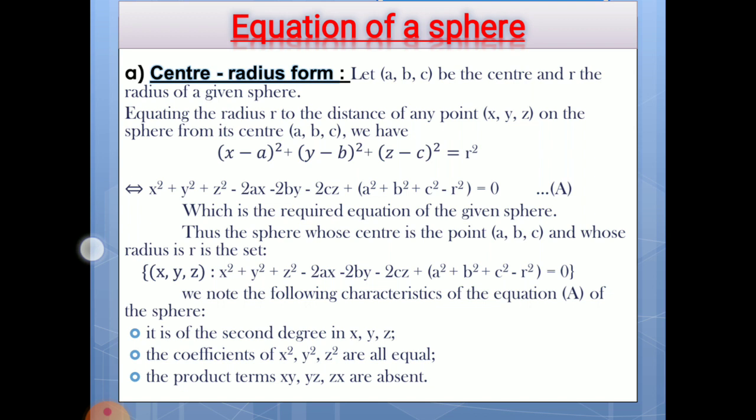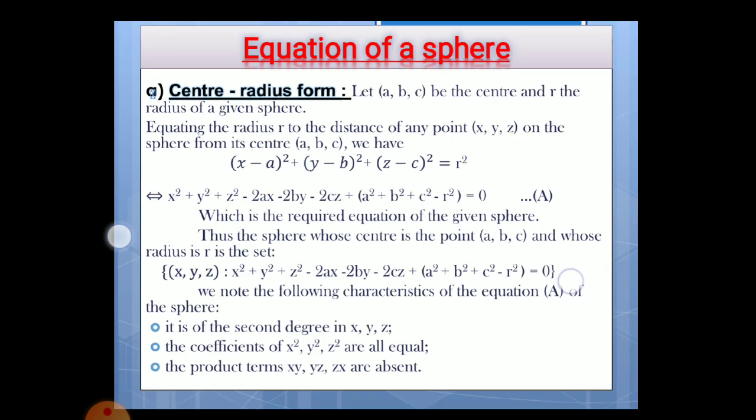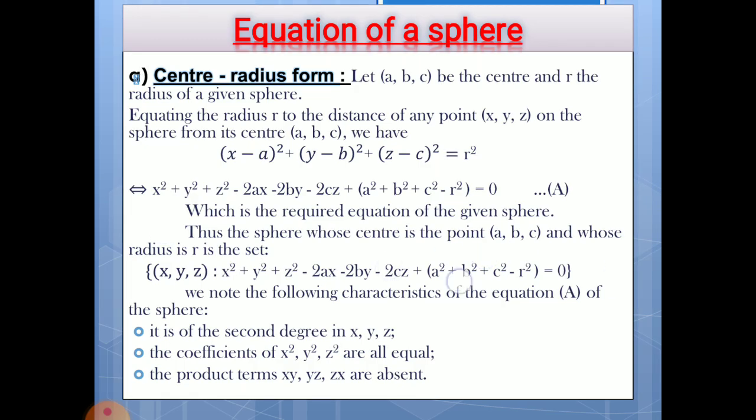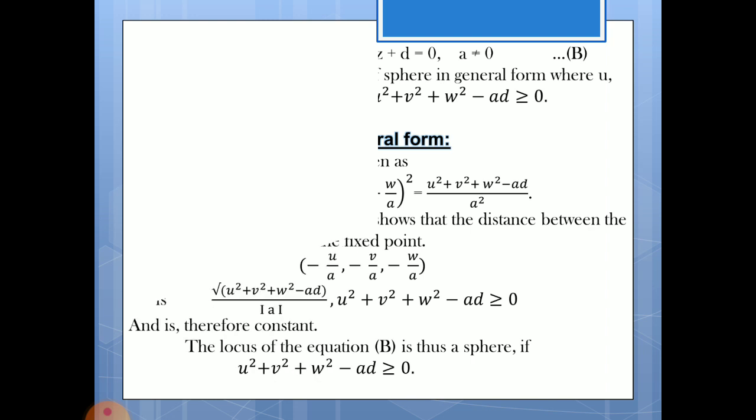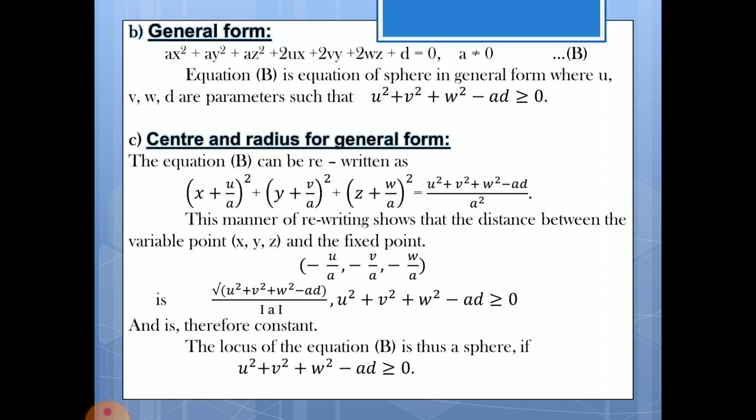Okay. What are the characteristics of the equation of sphere? It is a second degree equation in x, y, z. The coefficients of x square, y square and z square are equal. And third, the product terms xy, yz and zx are absent. These are the characteristics of the equation of sphere.